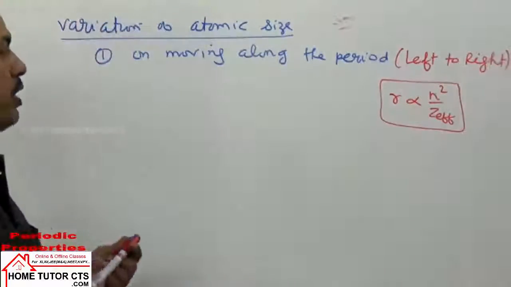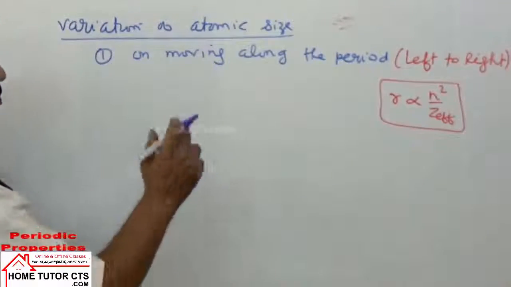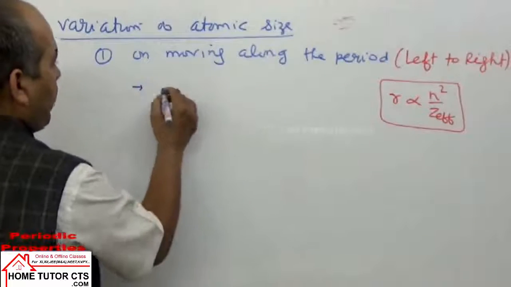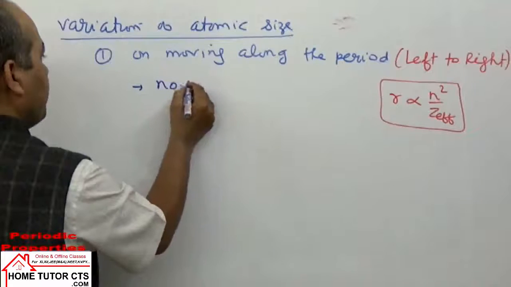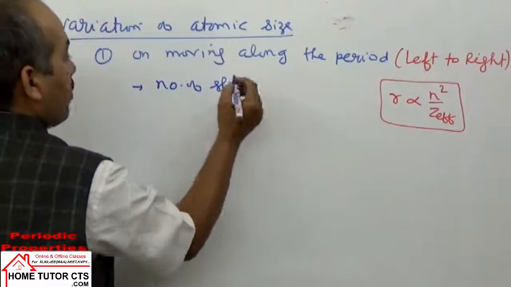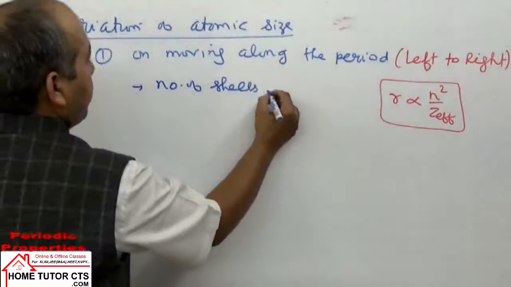So what happens on moving along the period? On moving along the period, the number of shells, that is n, remains constant. The number of shells, that is the orbit number, remains the same.